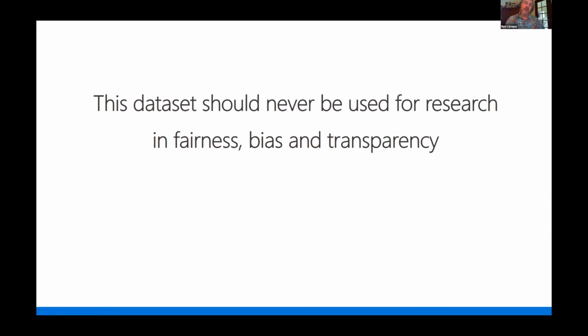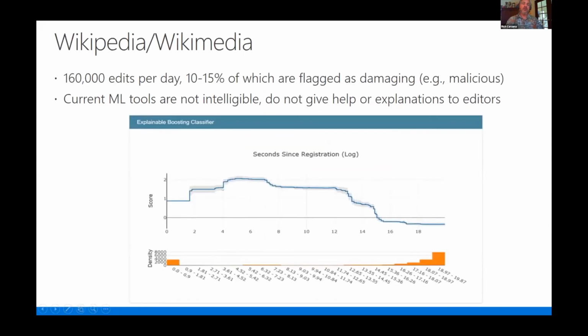So I'm going to show you some work we've done with Wikipedia. So Wikipedia, there's a couple 100,000 edits per day, maybe 10% of which might be malicious or damaging edits. And editors spend time looking at these things. And it's not possible for them to look at all edits. They don't have the manpower to do that. So they train models to try to predict which edits are most likely to be malicious.